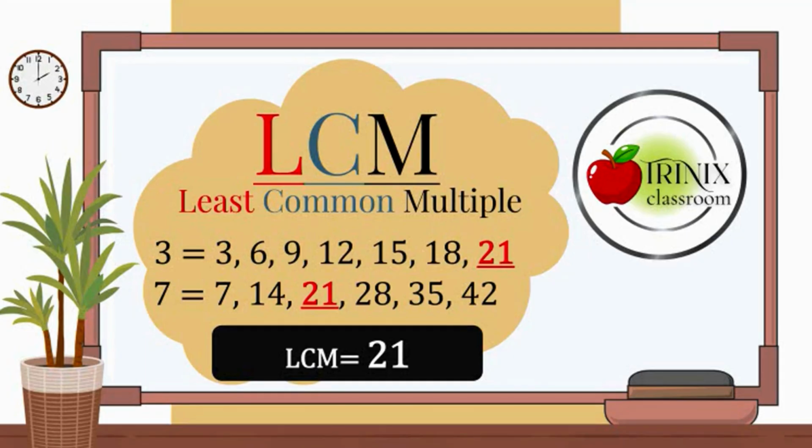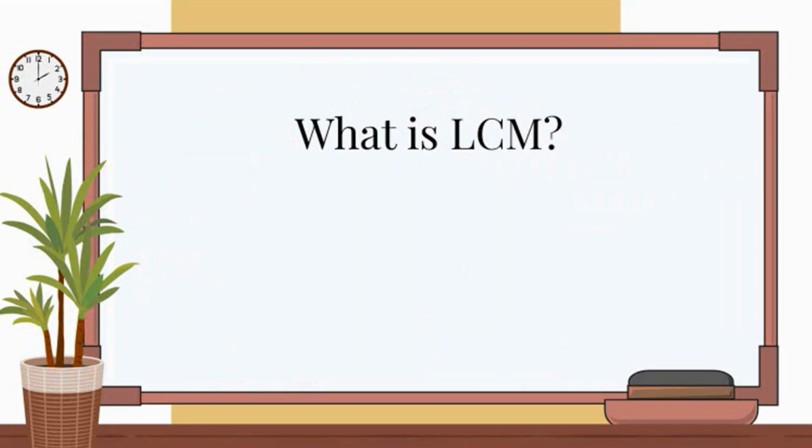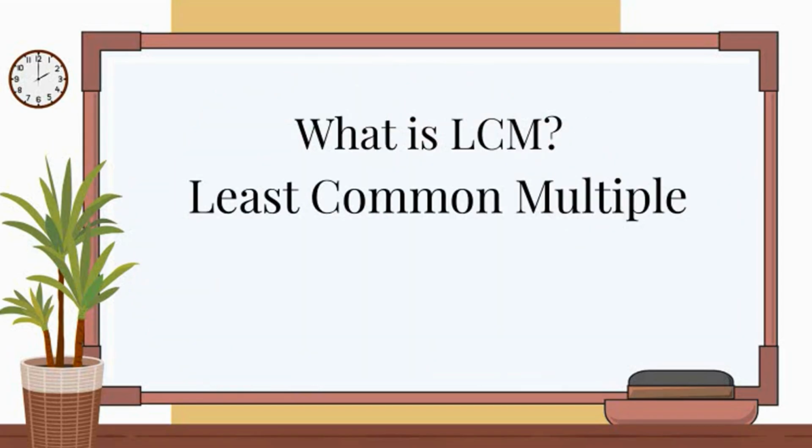Today's lesson is on LCM. LCM stands for least common multiple, and it refers to the lowest multiple that two or more numbers have in common. That means to have the same number as a multiple. A multiple is the number we get when we multiply one number by another. For example, 3 times 9 equals 27. Multiplying 3 by 9 gives us the multiple 27.